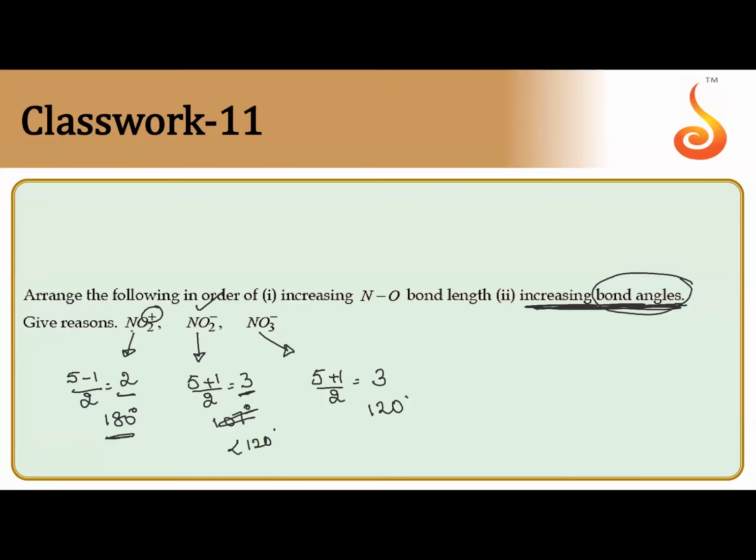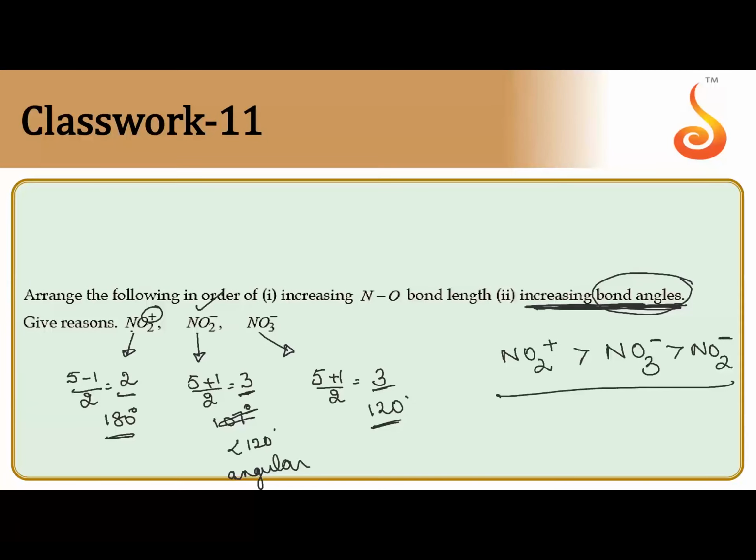I got 3 total electron pairs, but there are only 2 bond pairs, meaning 1 lone pair is there. Meaning normally it should have been 120. Looks like it is less than 120. Angular shape, we call it, right? That shape. Next one. Check your answer. So 5 plus 1 by 2, that is 3, meaning bond pairs are also 3. So we are getting perfect trigonal planar, 120 degrees. So can you arrange them? So we have 180 will be first, NO2 plus will be first, and then comes your NO3 minus, and then comes your NO2 minus. Do you agree with this order? Any confusion?